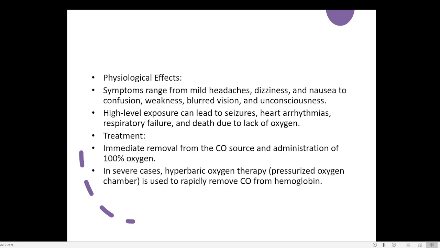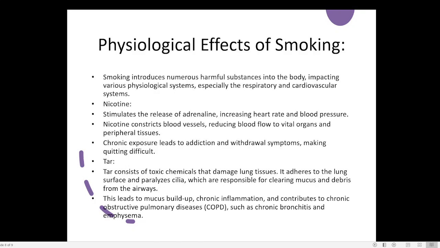So how can we treat carbon monoxide poisoning? Usually we supply 100% pure oxygen. Immediate removal of carbon monoxide sources and giving the patient 100% pure oxygen is the method by which we treat carbon monoxide poisoning. In severe cases, hyperbaric oxygen therapy, a pressurized oxygen chamber, is used to rapidly remove carbon monoxide from the hemoglobin. So if carbon monoxide poisoning is happening, we give the person 100% pure oxygen, especially in a highly pressurized way, so that there will be faster removal of carbon monoxide from the hemoglobin. So this is what is happening in carbon monoxide poisoning.